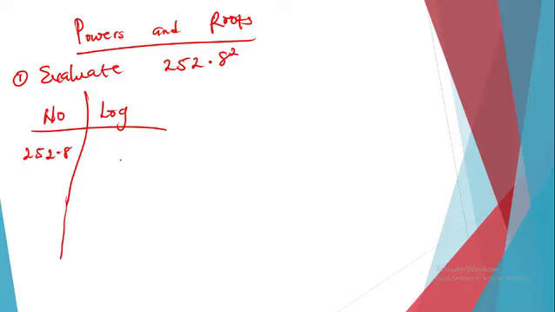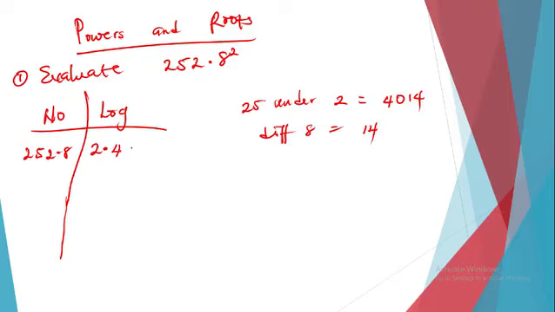252.8, and then you search for the characteristics. What's the characteristics? You have 1, 2, 3. 3 minus 1, 2 point whatever you get. So we look for 25 under 2, then difference 8. 25 under 2 gives us 4014. Okay, that's correct. And then 14, that's correct too. Then when they're added together, what do you have? You have 4028.